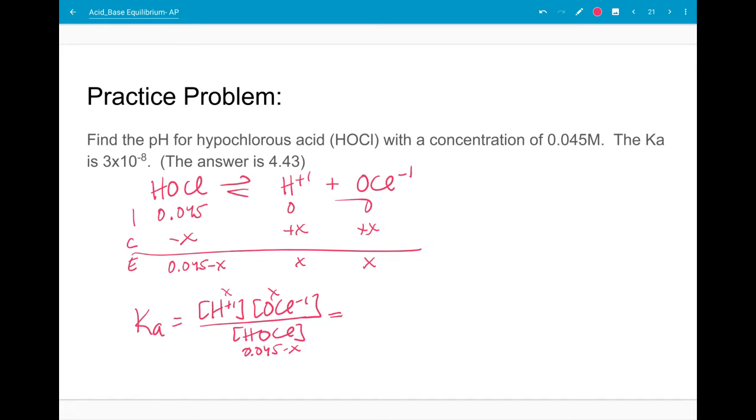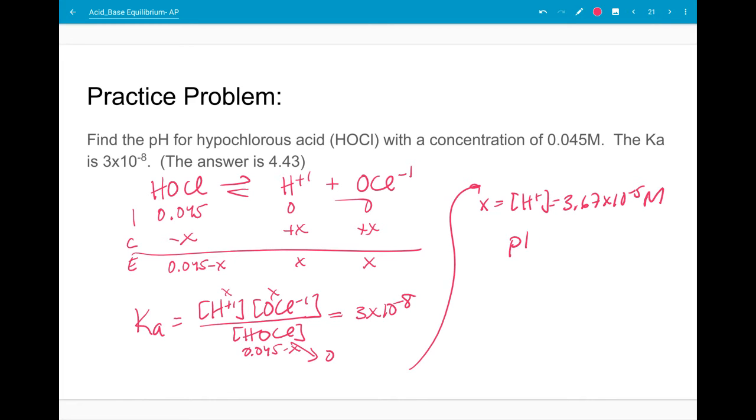Now on an exam, I would have to give you the Ka unless you're solving for it. Okay, so I am going to make the assumption that x is going to be 0. So 0.045 times 3 times 10 to the negative 8, and then I'm going to take the square root of that. I find x is equal to H+, which is equal to 3.67 times 10 to the minus 5 molar. Take the negative log, and I find the pH is equal to 4.43.